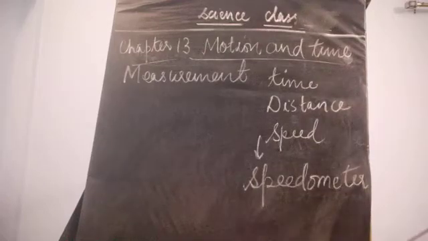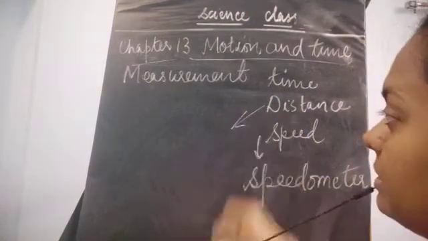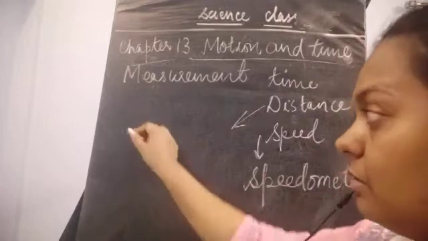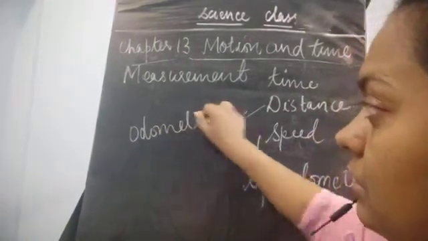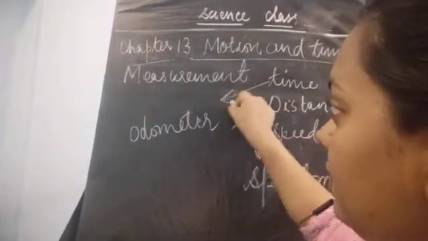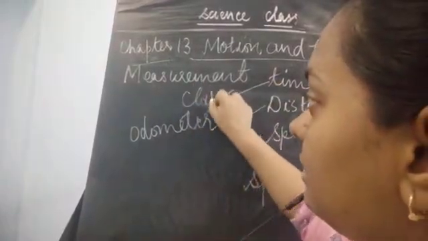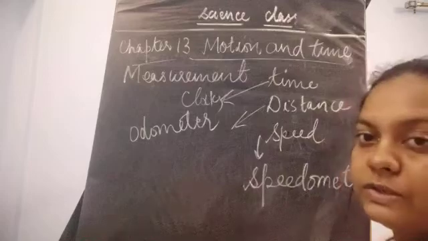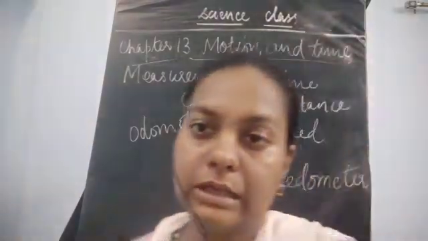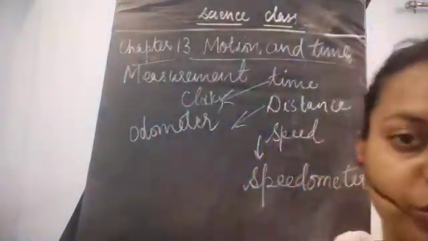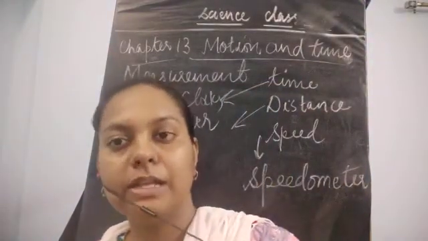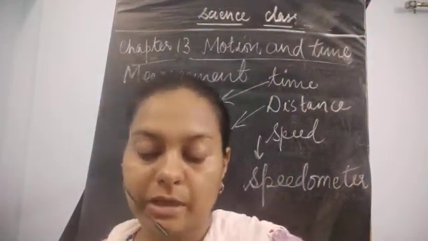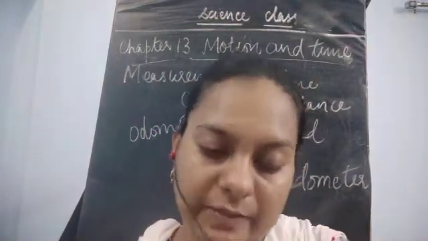Okay. And if we need to measure this distance, we can use an odometer. Okay, now what about time? We need to measure the time using different clocks. So the speedometer, odometer, and the clocks are the three ways by which we could measure the distance, time, and speed.